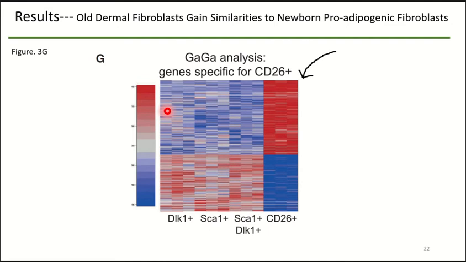Next, we use the GAGA analysis. GAGA is a hierarchical model for high-throughput data analysis. So in this picture, we can clearly see that there are significant differences in gene expression between CD26 and the other three fibroblasts. This gives the same result as shown in Figure 3b.